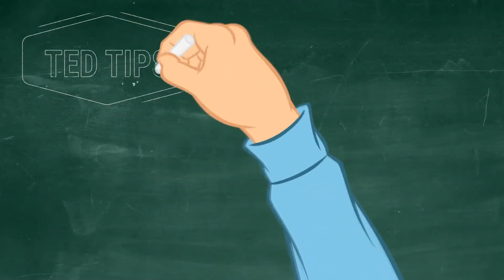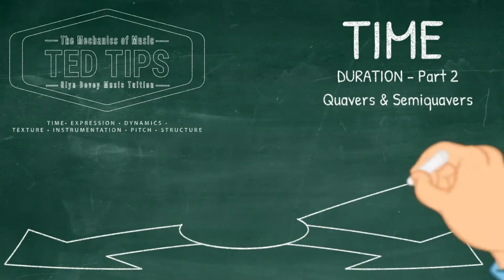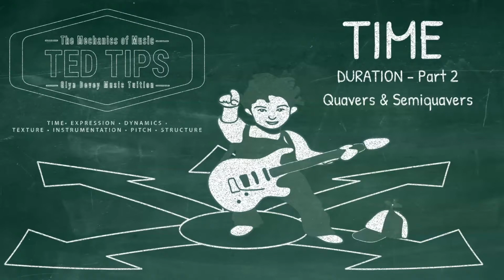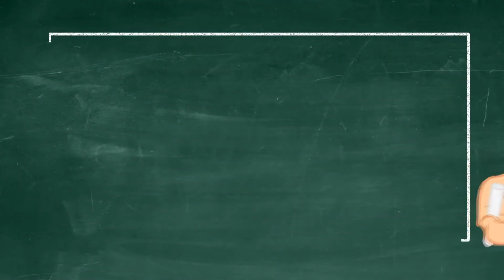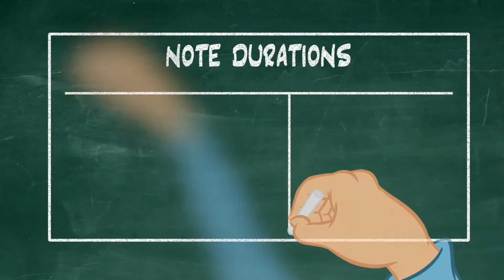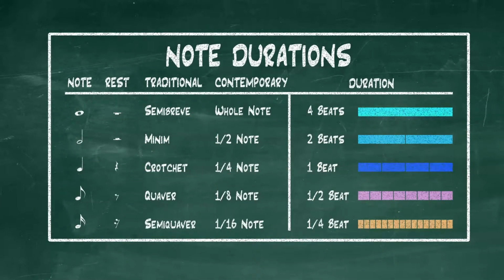In this video, we'll look at the note and rest symbols used for quavers and semiquaver durations. In the previous video, you may have noticed that the contemporary names for note durations are fractions, and that they sort of make sense. The half note is half the length of a whole note. The quarter note is half the length of a half note. The same pattern continues for the shorter and therefore faster note durations of eighth notes and 16th notes.